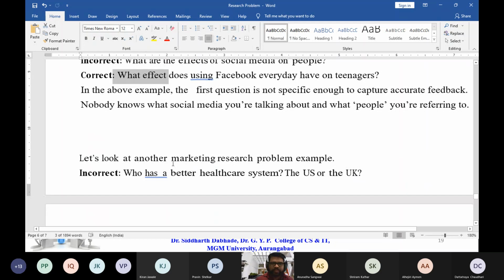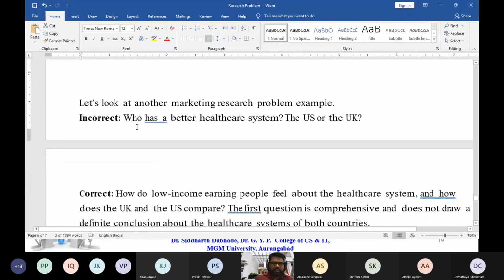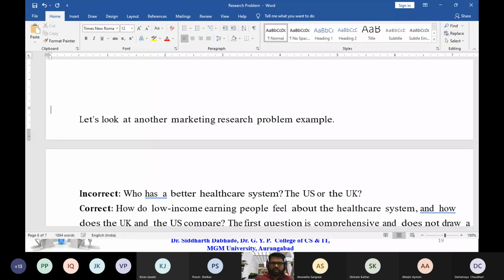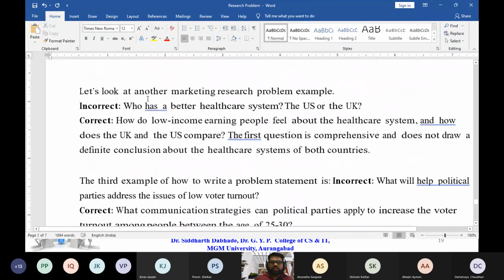Then another example: who has a better healthcare system? Who has a better healthcare system, the US or the UK?